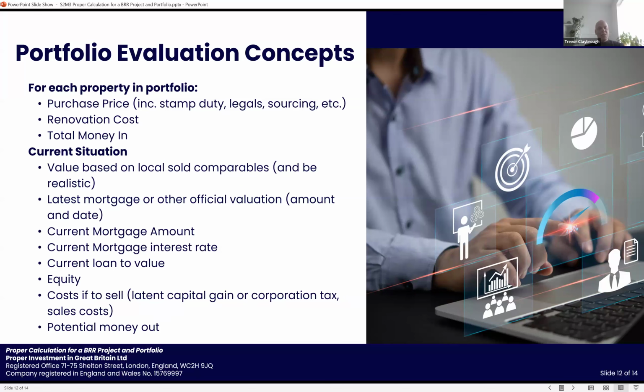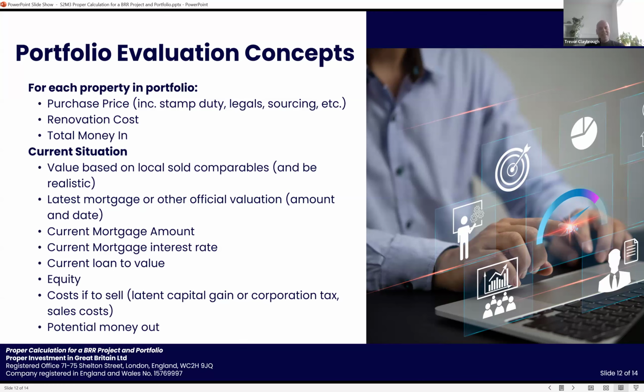So let's imagine in this one that initially we've got 200 equity, 10,000 has gone in cost to sell, and let's say there's going to be 40,000 in either corporation tax or capital gains tax. So we've got 150,000 potential money out. That means potential money out that we could then reinvest in something else.